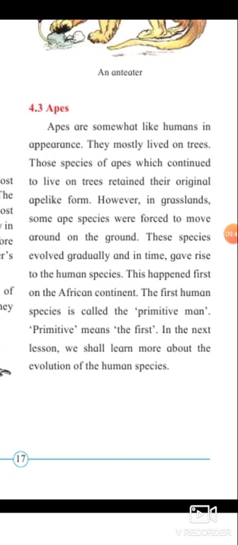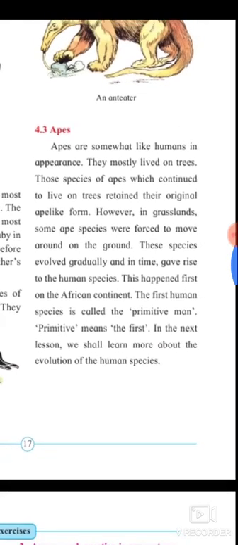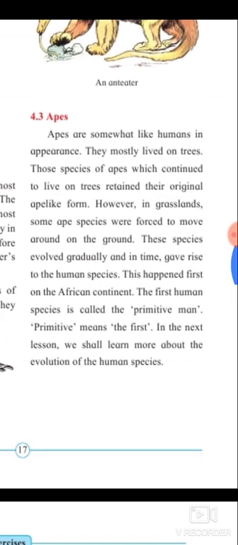Those species of apes which lived in the trees and continue to live on trees retained their original ape-like form. They may have continued to live in the trees only. However, in grasslands some ape species were forced to move around on the ground.